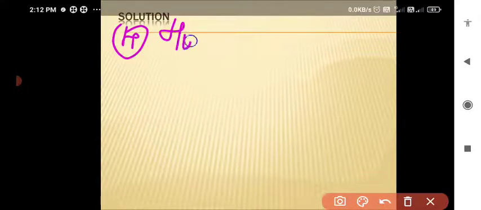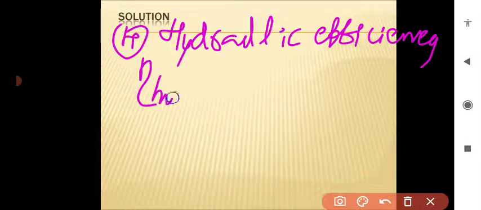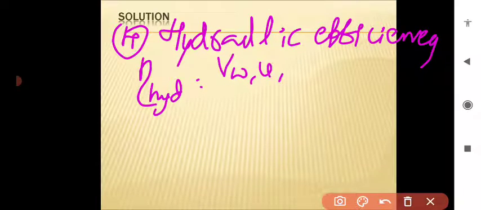Again, and finally the last one, hydraulic efficiency. Hydraulic efficiency is equal to VW1 U1 by gH. Substitute all the values in this equation, and you will get the hydraulic efficiency.